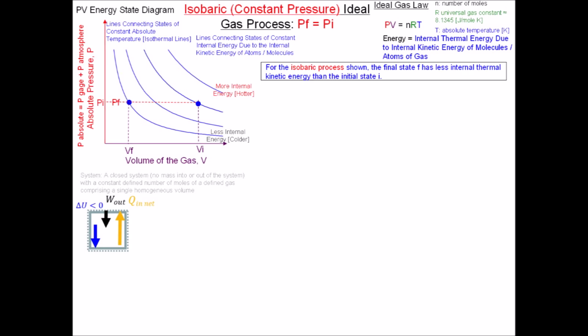For the isobaric compressive process shown, the final state F has less internal thermal kinetic energy than initial state I. In equation form, we can see that the final internal thermal energy is less than the initial internal thermal energy, so delta U is less than 0. Using the ideal gas assumption, the change in the internal thermal kinetic energy, delta U, is always equal to N, where N is the number of moles, times the molar specific heat at constant volume, which I'm showing as C sub V, which typically has units in the SI system of joule per mole K, the same units as R, the universal gas constant, times the temperature in the final state minus the temperature in the initial state, or the delta T.